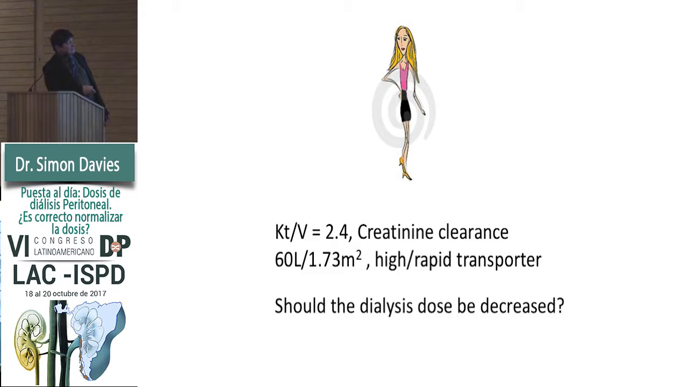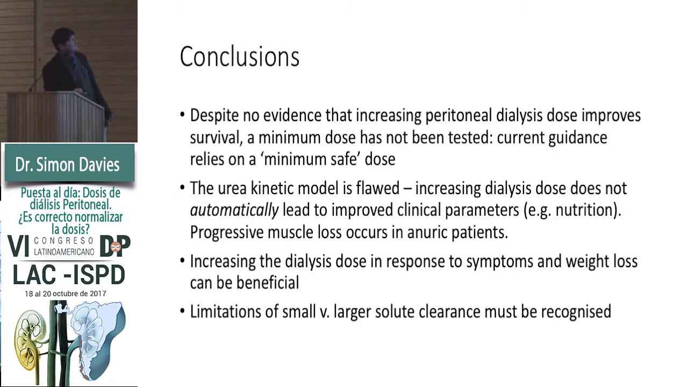She probably has a high metabolic rate as well. And she also has a fairly good creatinine clearance, partly because she's a high transporter, so she removes creatinine rather easily. So my conclusion was not to decrease the dialysis dose in this patient. And yet you can see very easily that the normalization here is a real problem. And hopefully I've helped you think about that for the future.